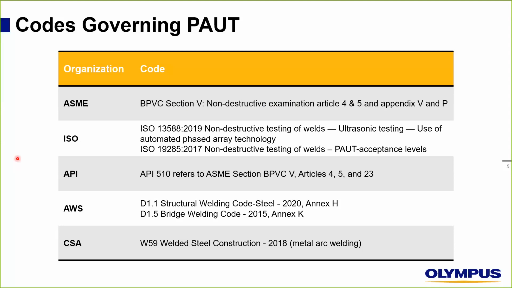ISO, the same thing, in many of its standards. Here I picked up just two, for example, that have phased array included as well. API, in its standard 510, refers all the time to ASME Section V, Article 4, 5, and 3. AWS, probably some of you don't know what AWS is. It's the American Welding Society, and it governs the building of carbon steel structures and bridge welding in the United States. And we have the equivalent in Canada, the CSA, with its W59. So these two also include phased array. Also, it's good to remember that it took some years to see these phased array sections added to those codes. Now, what about the FMC TFM?